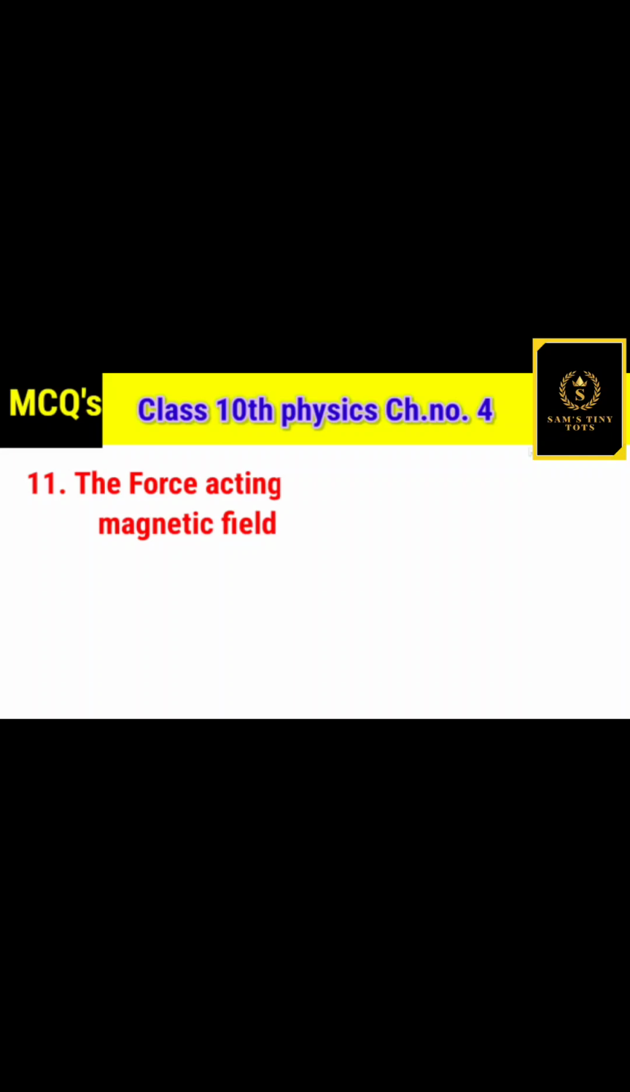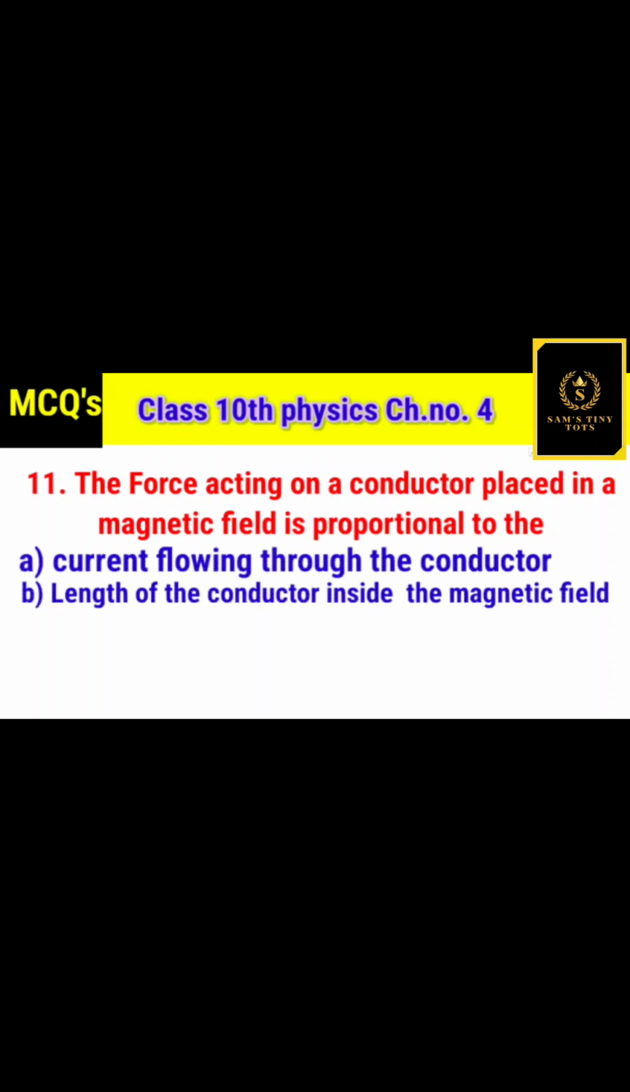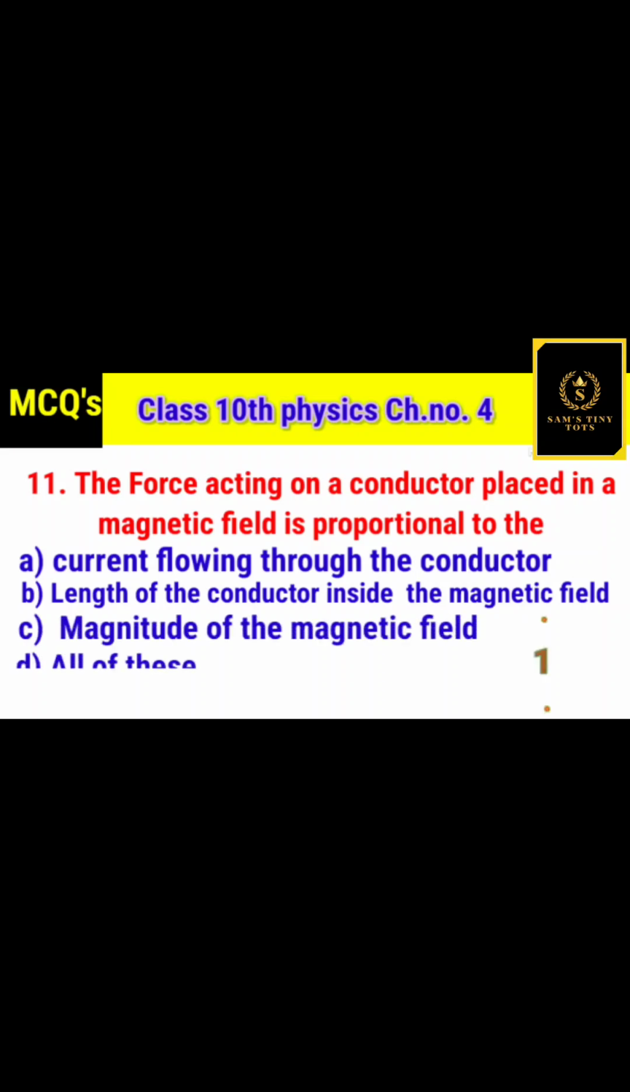11. The force acting on the conductor placed in a magnetic field is proportional to the option A current flowing through the conductor, option B length of the conductor inside the magnetic field, option C magnitude of the magnetic field, and option D all of these. And the correct option is option D all of these.